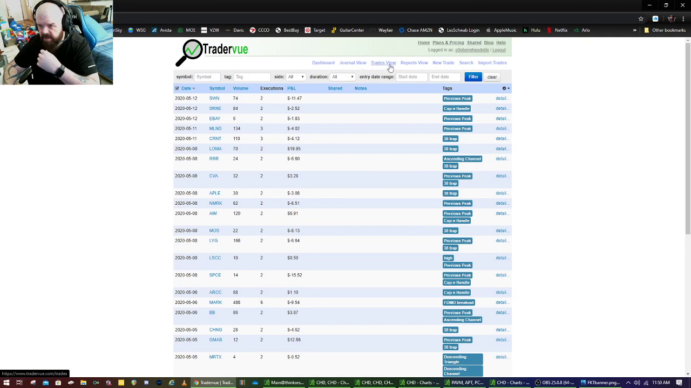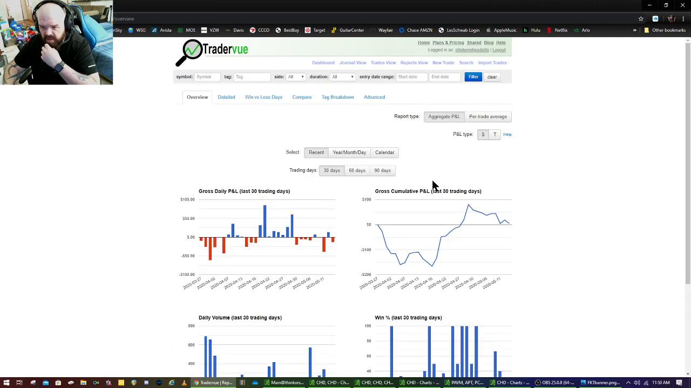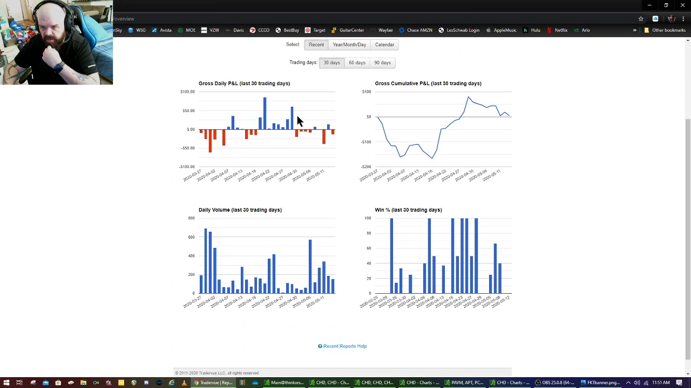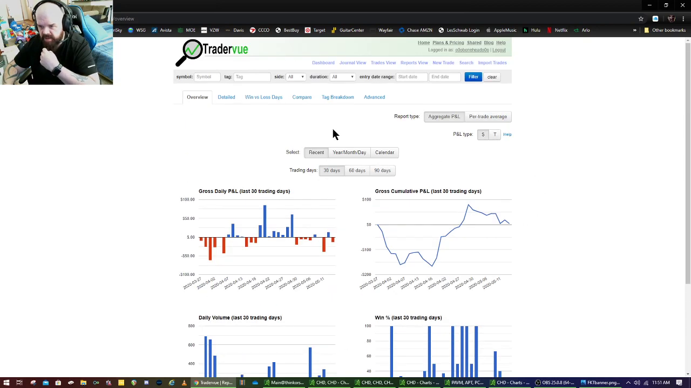If I go to my reports view, it shows me gross daily profit and loss, and as you can see, the market's been kind of crappy this last week. I've been trying out a few new things as well. So my P&L, my equity curve. I'm still at $4.13, well, according to this. I haven't uploaded the last couple days, so I'm actually back up into this range here. But yeah, you can break this down.